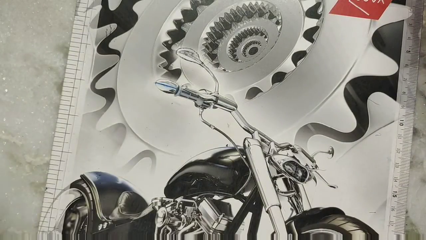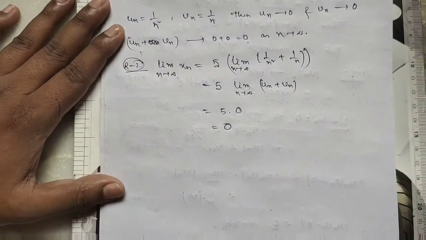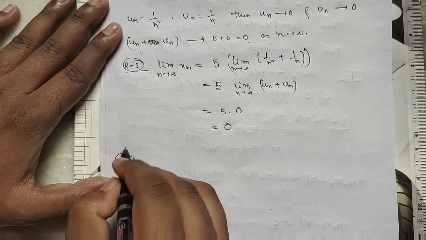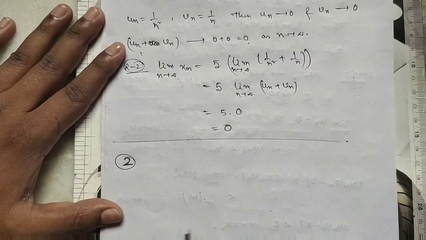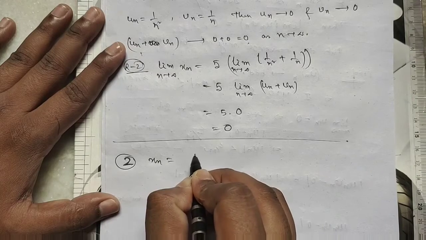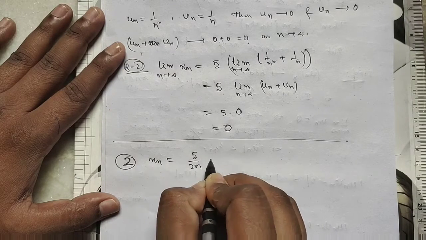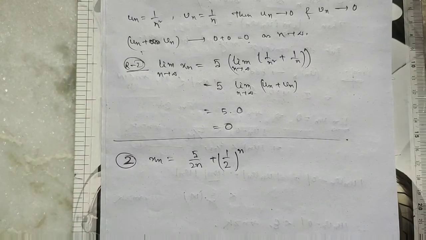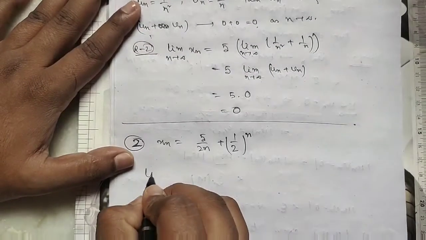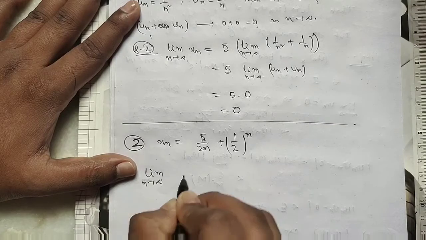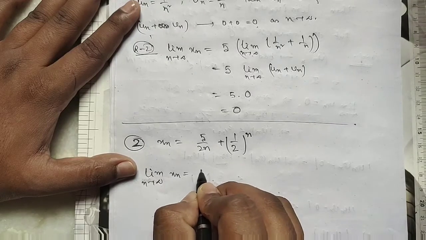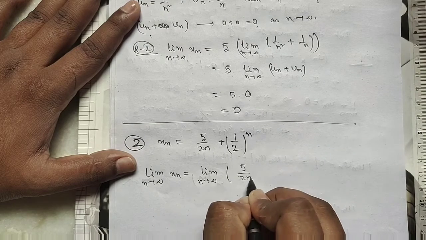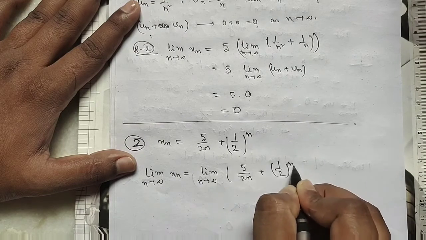Now another example. Example 2. This sequence 5 by 2n plus half whole to the power n. We have to find limit n tends to infinity xn, that is limit n tends to infinity 5 by 2n plus half whole to the power n.